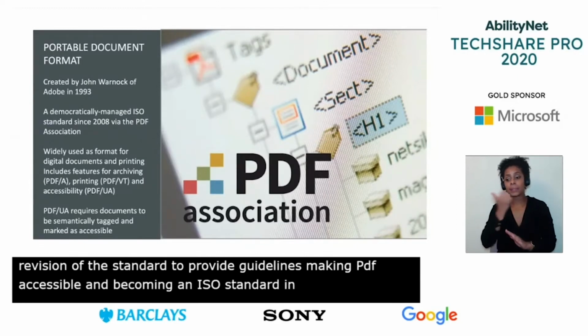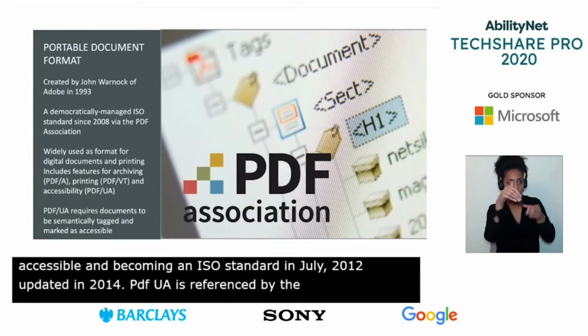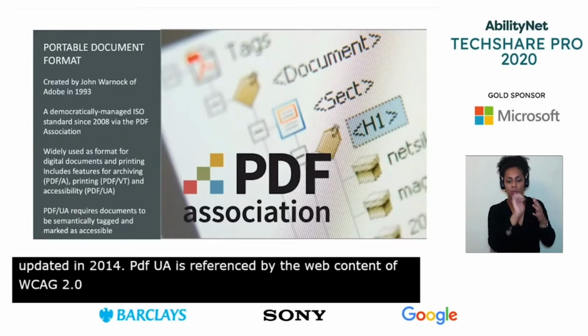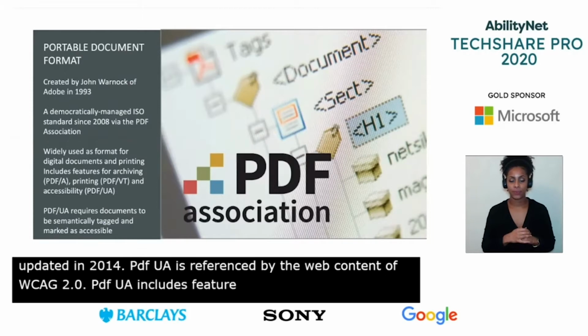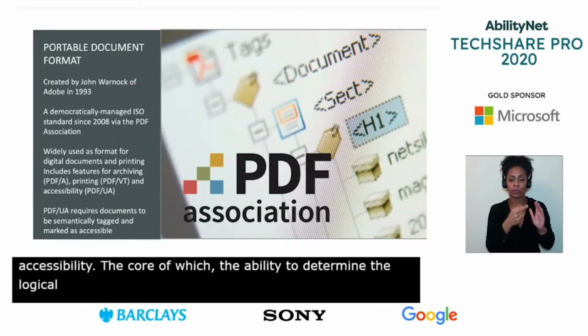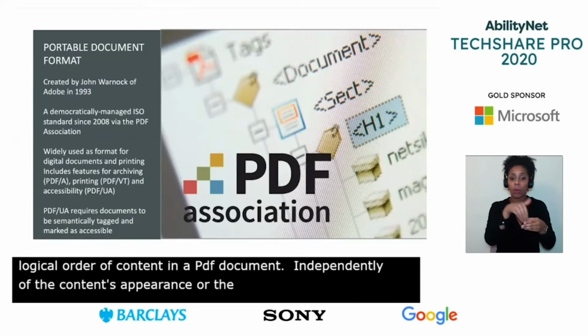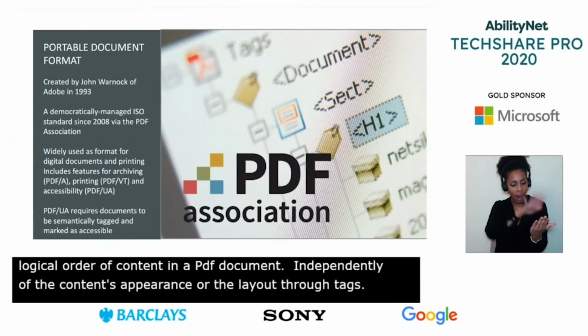PDF UA is referenced by the Web Content Accessibility Guidelines WCAG 2.0. PDF UA includes several features in support of accessibility, the core of which is the ability to determine the logical order of content in a PDF document, independently of the content's appearance or layout through tags. Hence the term tagged PDF.